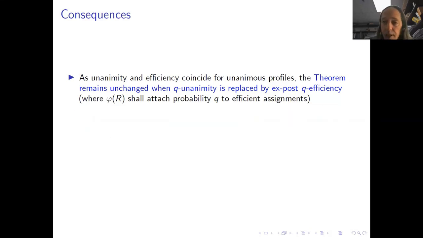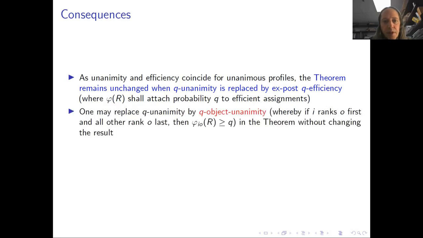We'll talk about this. You could replace Q-unanimity by ex post Q-efficiency. This is the same for unanimous profiles, and then you get the same conclusion, because Q-unanimity is ex post Q-efficiency for unanimous profiles. You may also replace Q-unanimity by Q-object unanimity, meaning that if one agent ranks an object at the top and the other agents rank it at the very bottom, then this agent should get it with probability at least Q. With ex post efficiency, you would get it for sure because nobody else wants it.